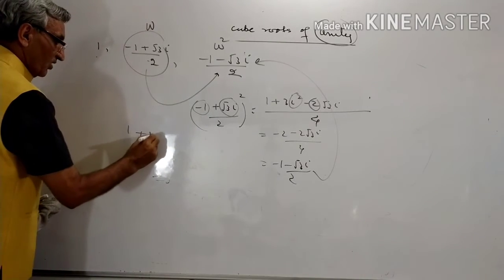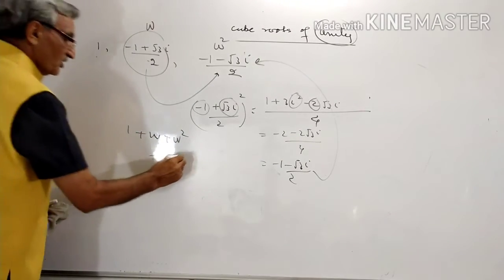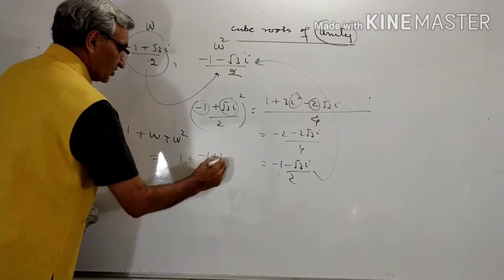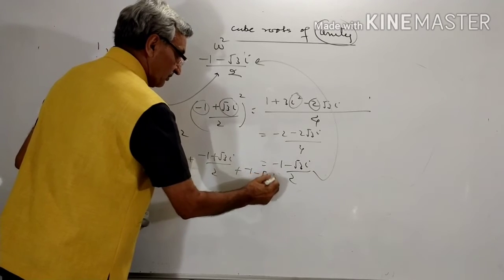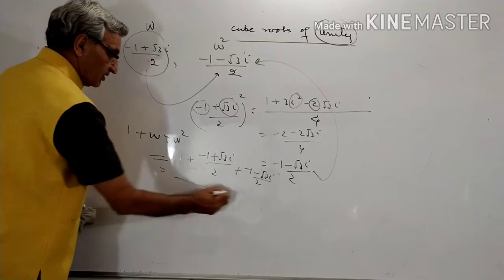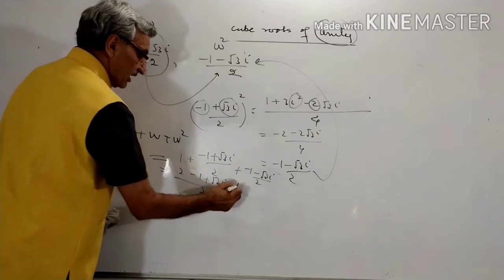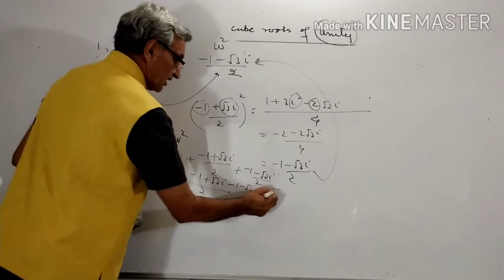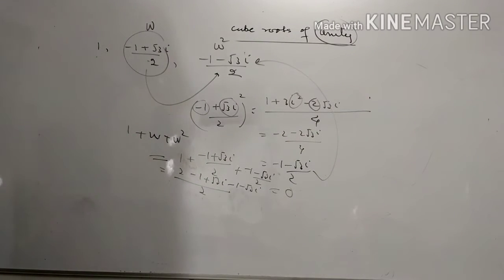The second property: if I add omega plus omega square, what I get is minus 1 plus under root 3 iota divided by 2 plus minus 1 minus under root 3 iota divided by 2. If I add them, the plus under root 3 iota and minus under root 3 iota cancel, and the sum is equal to 0. So we have got the first property.